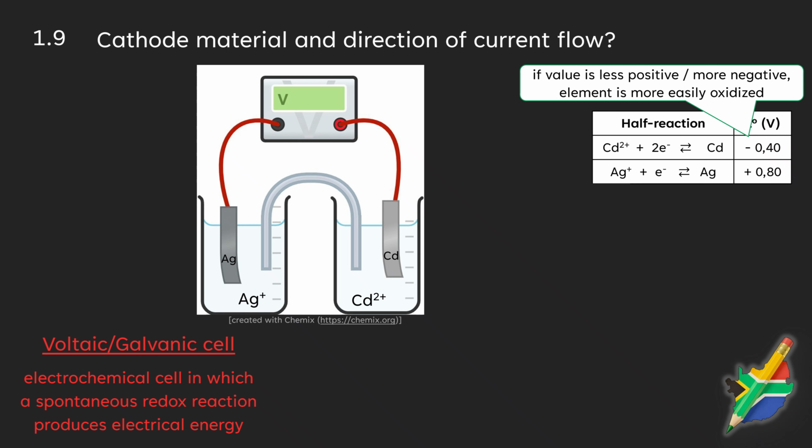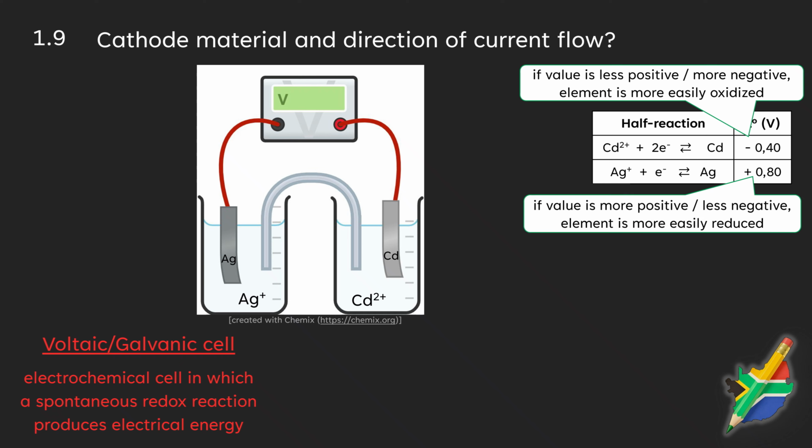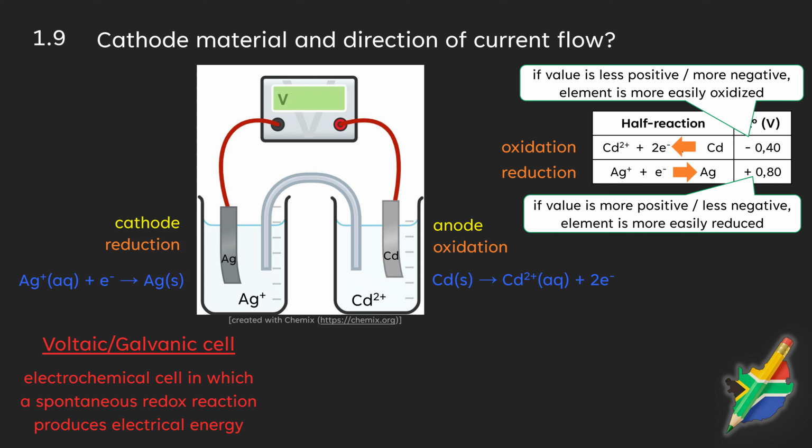If a value is less positive or more negative, this tells us the element is more easily oxidized. If a value is more positive or less negative, the element is more easily reduced. So, cadmium will be oxidized and silver will be reduced. Now, oxidation always occurs at the anode, so the cadmium electrode is the anode. And reduction always occurs at the cathode, so the silver electrode is the cathode.